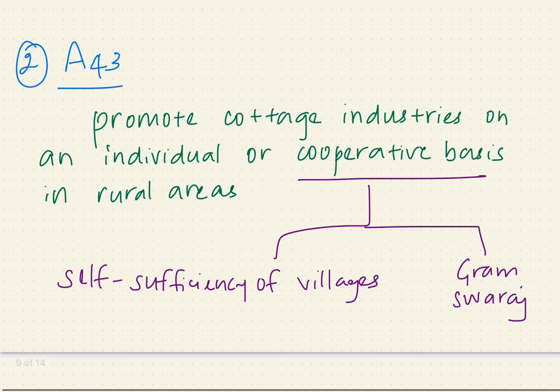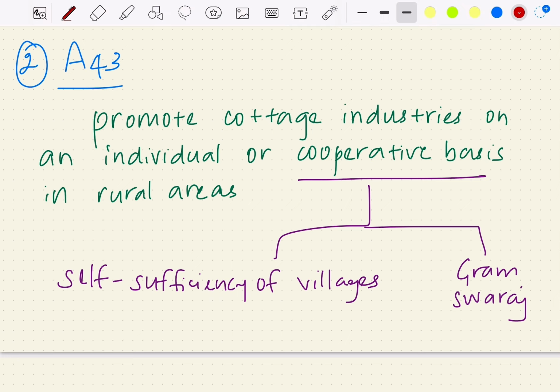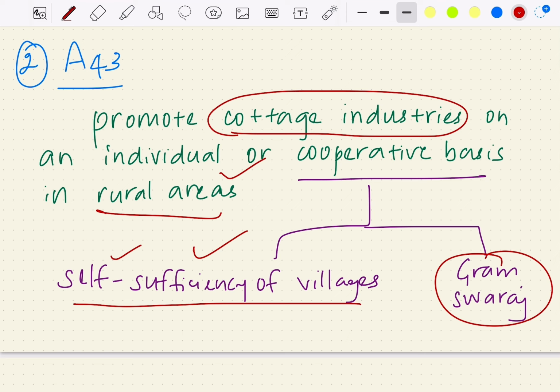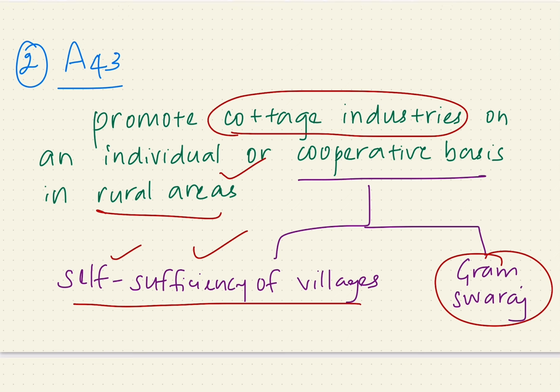Next we have Article 43. Article 43 speaks about the promotion of cottage industries on an individual or cooperative basis in rural areas. With this idea also, it has Gandhi's ideas, right? He wanted to make villages self-sufficient, self-governed. So this also has the concept of self-sufficiency of villages, Gram Swaraj, and these are all Gandhi's ideas which we have in Article 43.